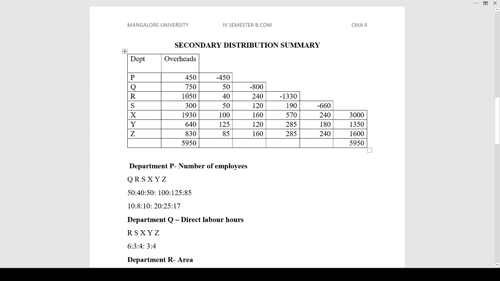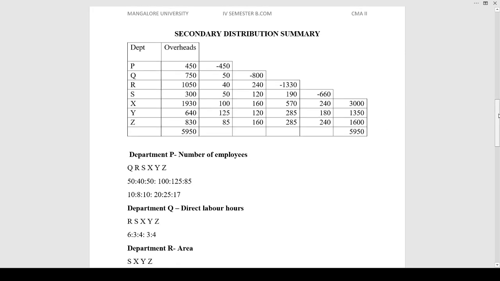Next comes the R department. Department R, the total overheads are now 1050 plus 40 plus 240. So the total is 1330. So the next column minus 1330. So the total overheads of department are 1330. This has to be distributed to the remaining departments S, X, Y, and Z. So one service department is remaining, then the production departments.